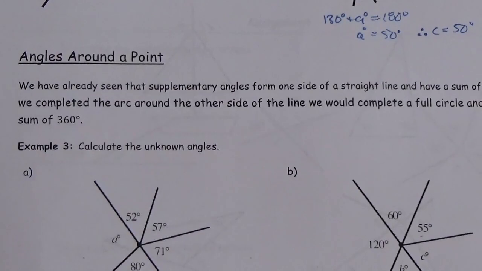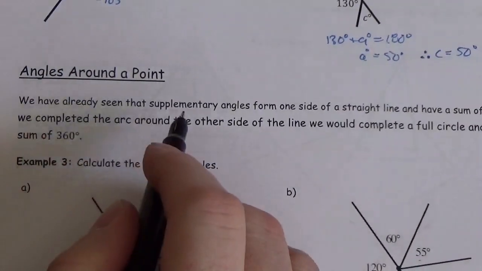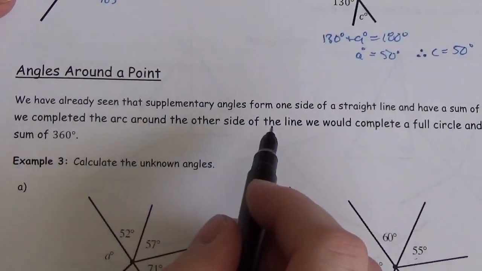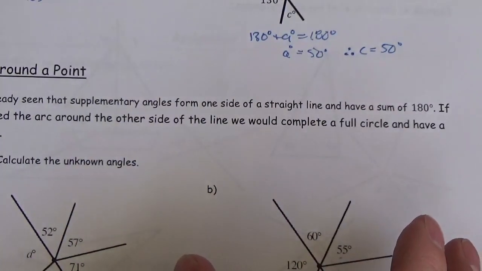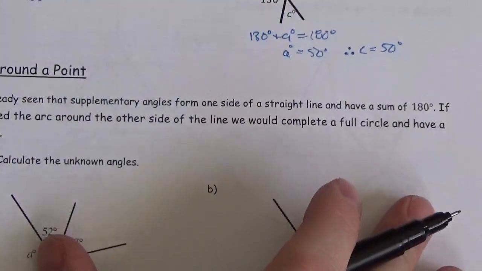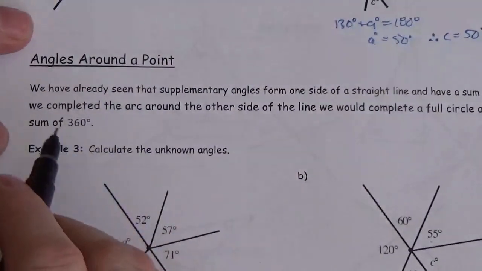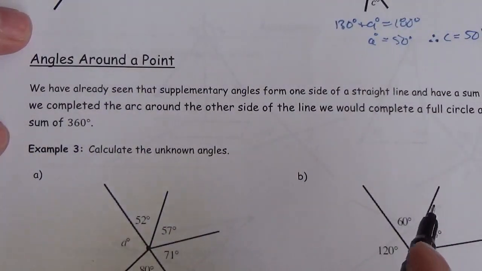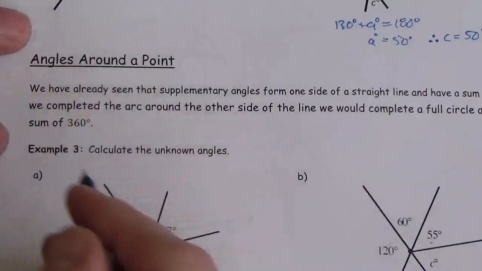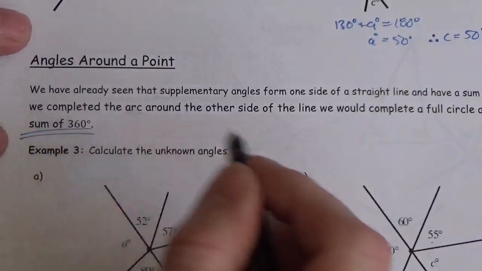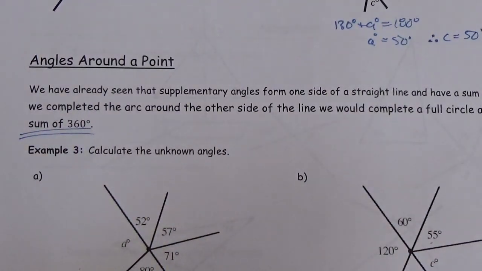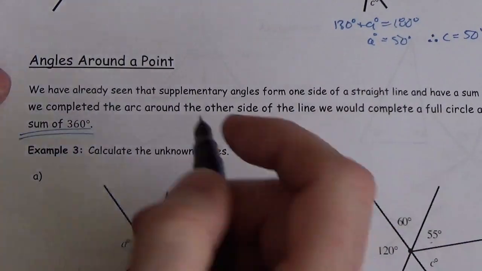Now let's look at another rule. Angles around a point. We've already seen that supplementary angles form one side of a straight line, and they have a sum of 180 degrees. Now, if you go all the way around the full circle though, then all those angles together form that full rotation. They have to add up to 360 degrees. I think if you just think about that, that makes total sense here.